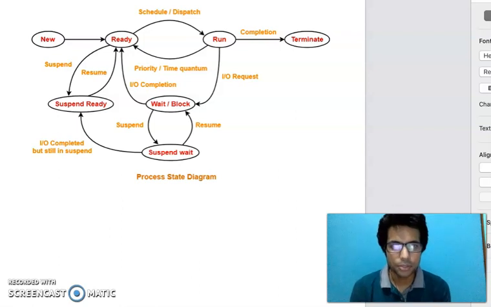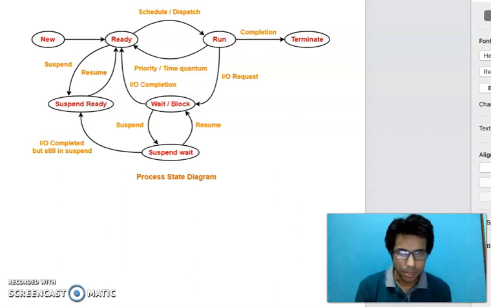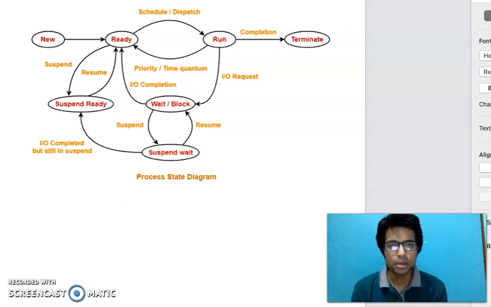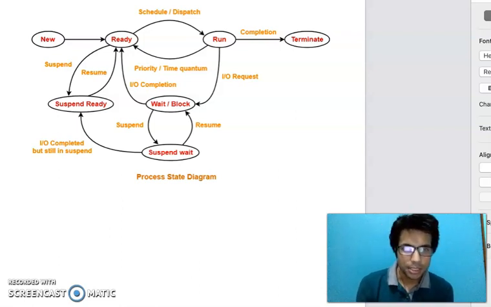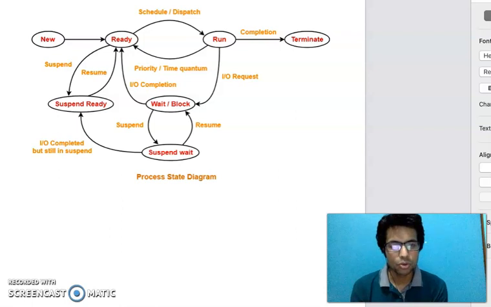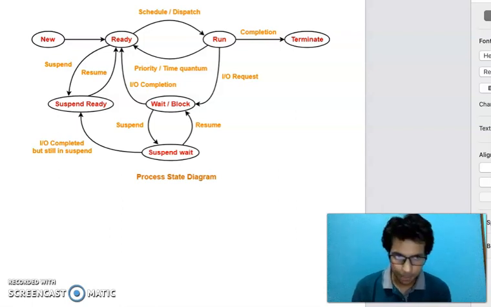The next state is the terminate state. Once the resources are completely allocated to the process, it means the process is completely executed. Now the process will move to the terminate state. Here the process is killed and the PCB is also deleted.